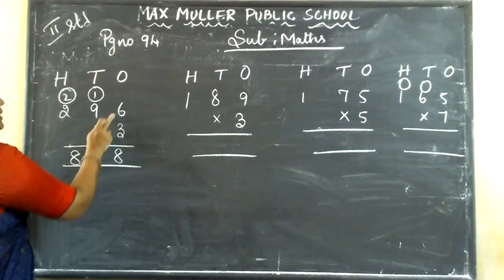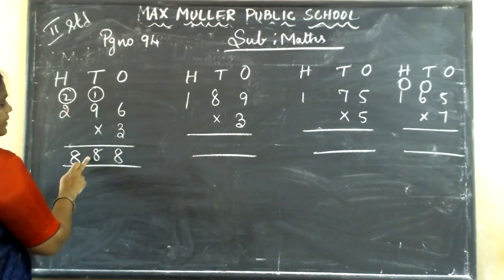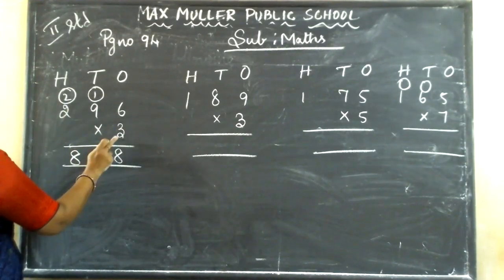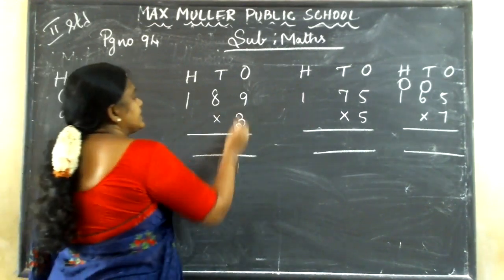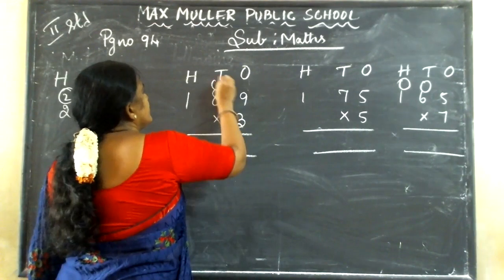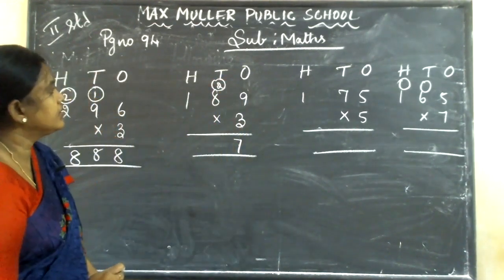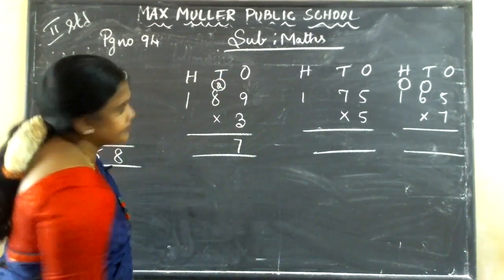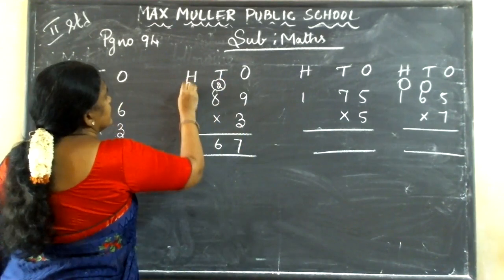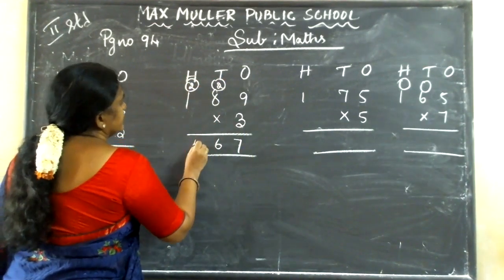See once again, 3 6s are 18. 1 carry. 3 9s are 27, 27 plus 1, 28. 8 here, 3 2s are 6 plus 2, 8. 3 9s are 27. 2 we carry to tens column. 3 8s are 24, 24 plus 2, 26. 3 1s are 3 plus 4, 5.